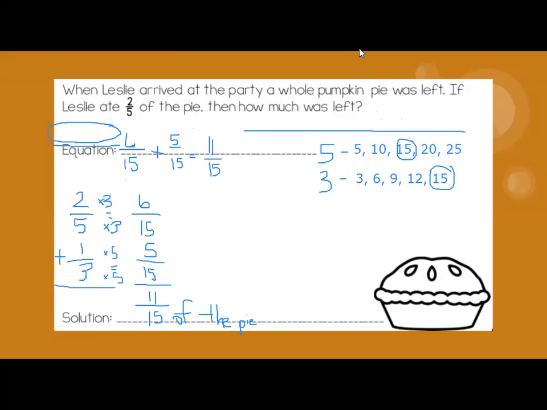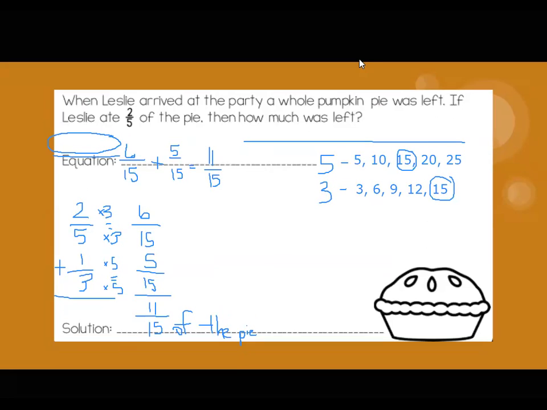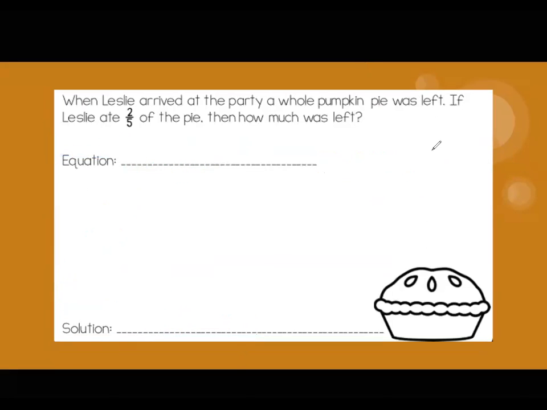So if we look at our second problem here, when Leslie arrived at the party, a whole pumpkin pie was left. So that's important. I'm going to underline that. If Leslie ate 2/5 of the pie, then how much was left? So we're trying to figure out how much was left. Since we're trying to figure out how much was left, that's a clue that we're going to need to do what operation? Subtraction, that's correct.